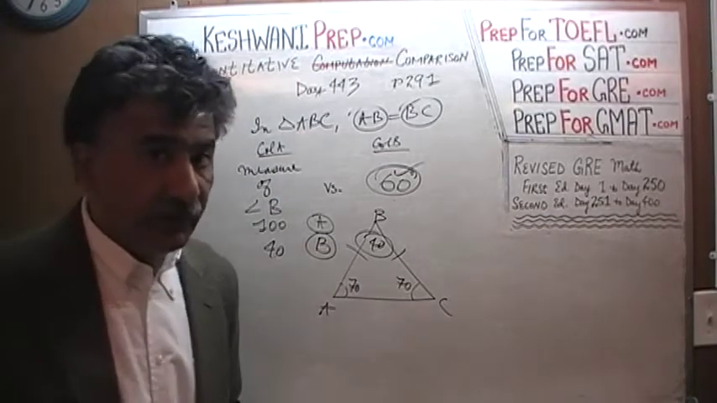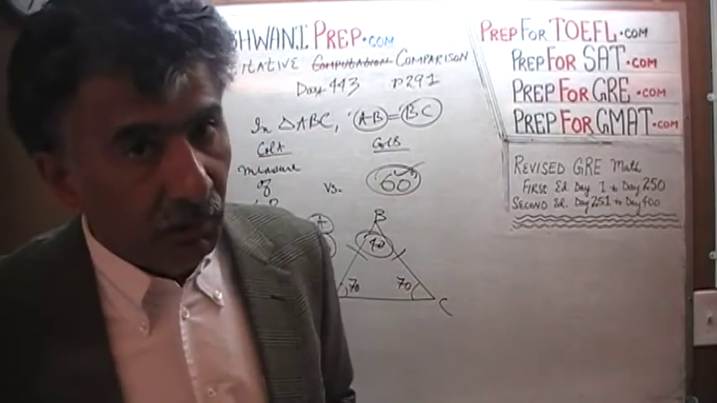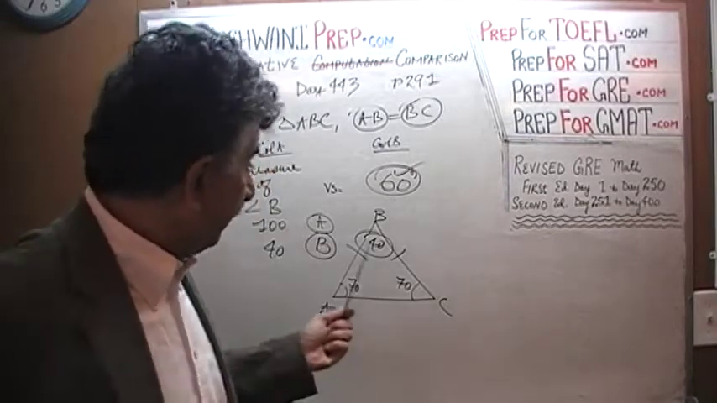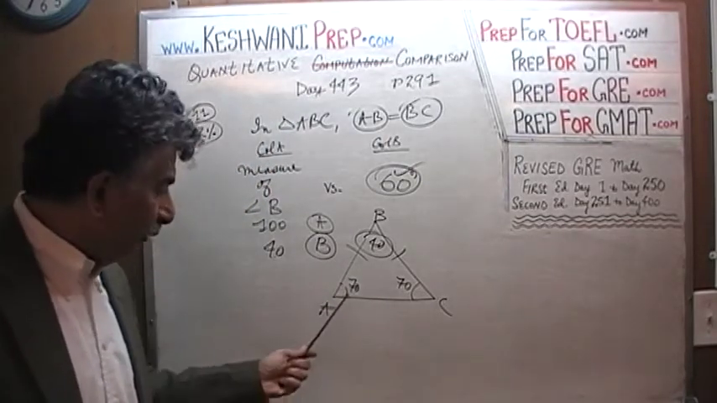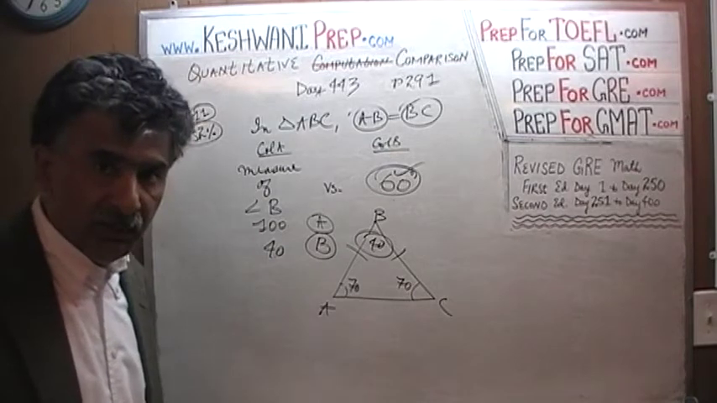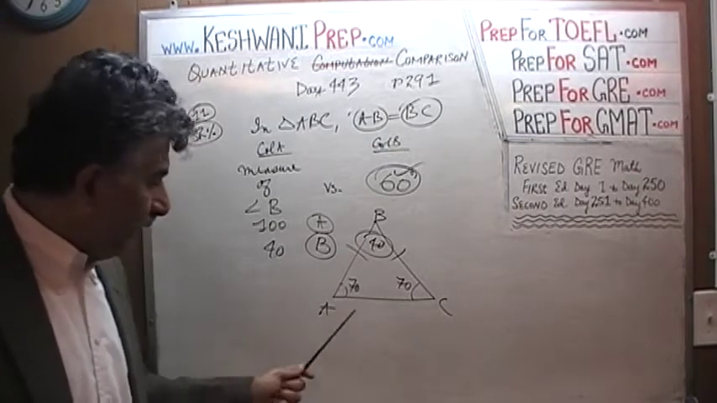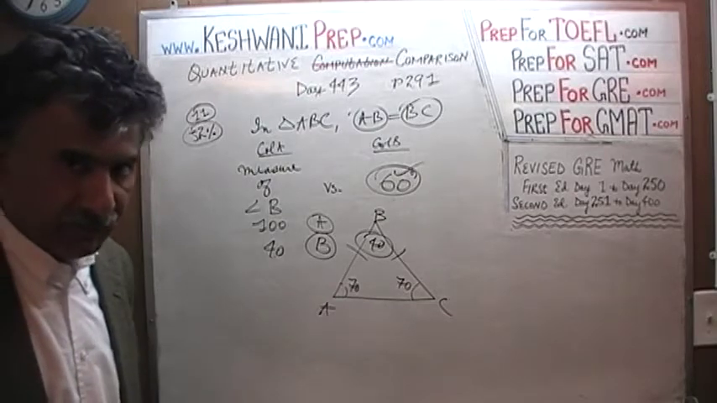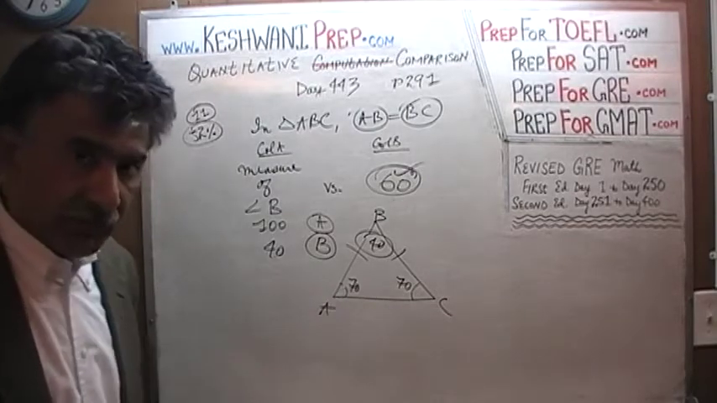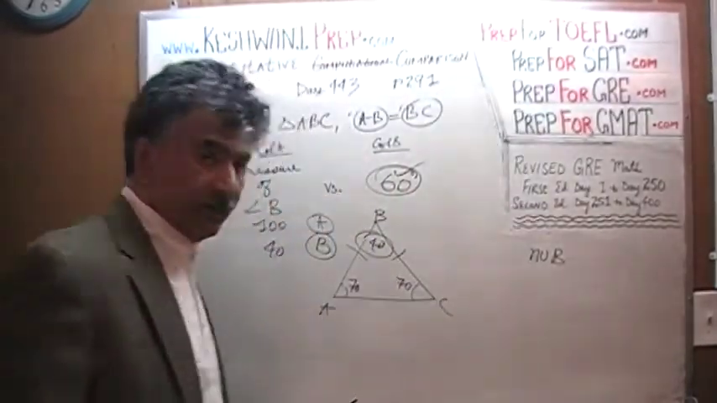Now, do you realize there is one more possibility, actually? But as far as the exam is concerned, we are done. We have two conflicting answers, depending on what these angles happen to be. This is the bottom line, this is the punchline.